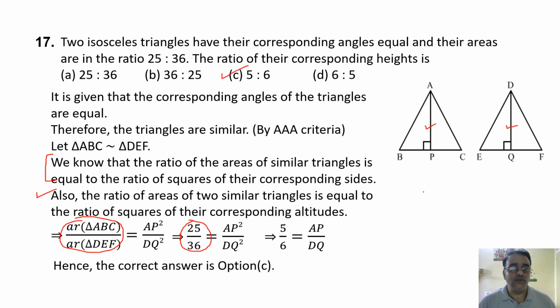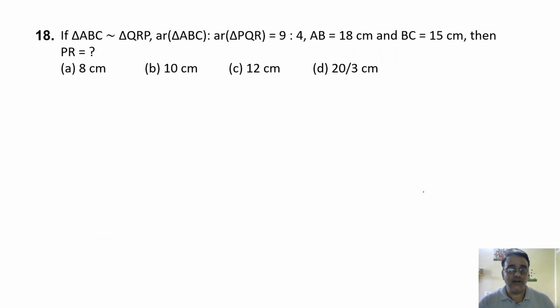Now we are moving toward question number 18. इसके बाद और दो questions हैं, right? So if triangle ABC is similar to triangle QRP, area of triangle ABC is to area of triangle PQR is equal to 9 is to 4. AB is equal to 18 centimeter and BC is equal to 15 centimeter. Then PR is equal to. So first of all, it is given that triangle ABC is similar to triangle QRP.